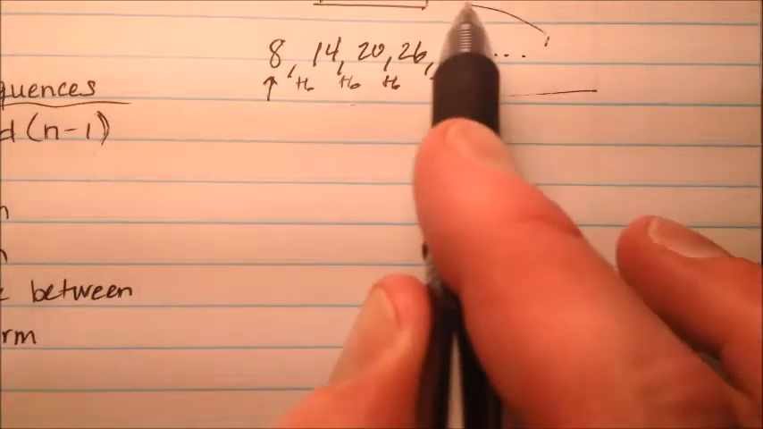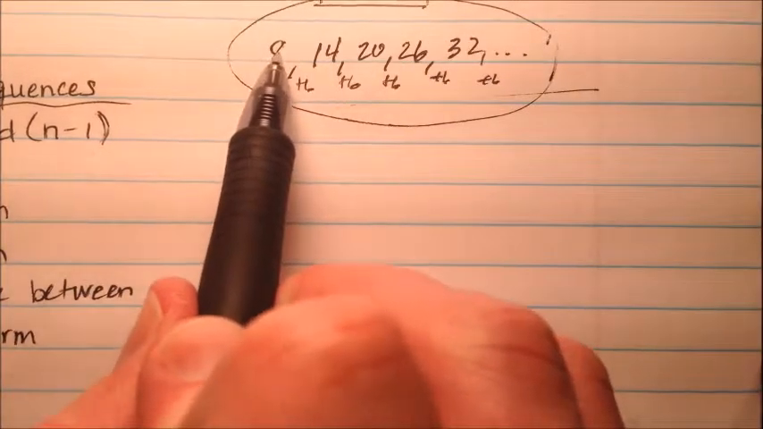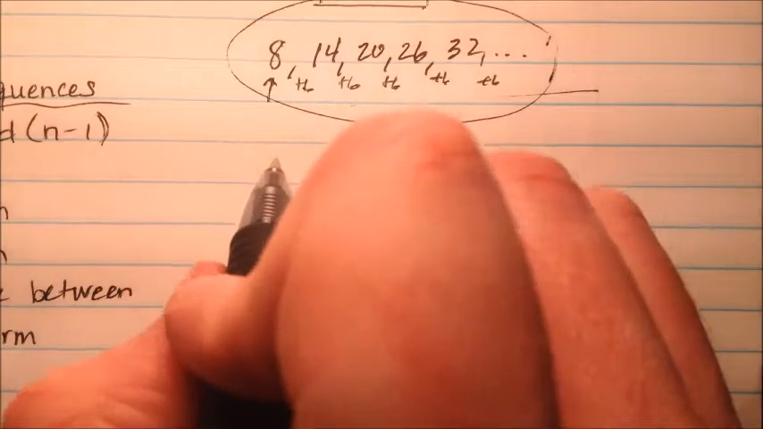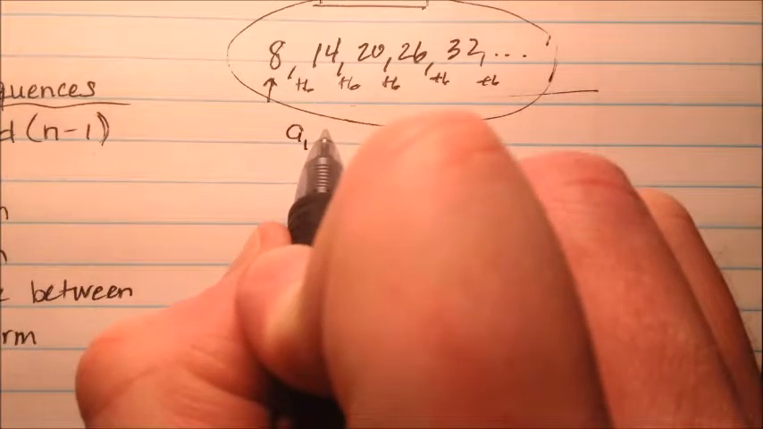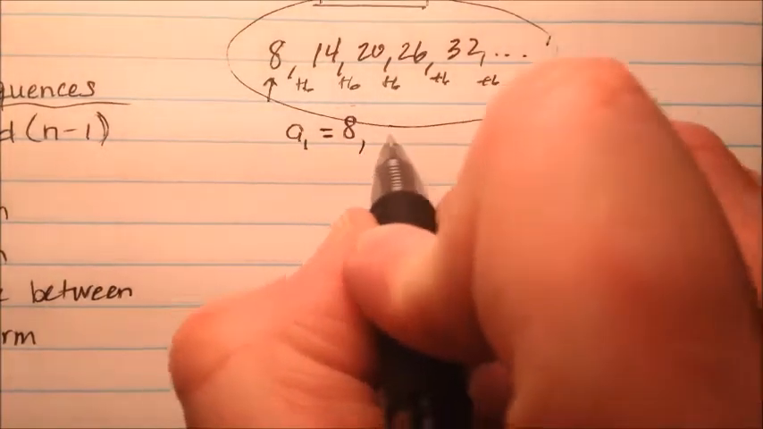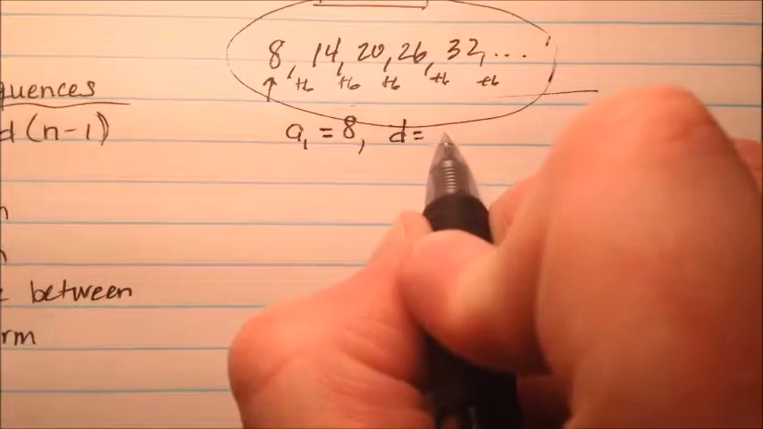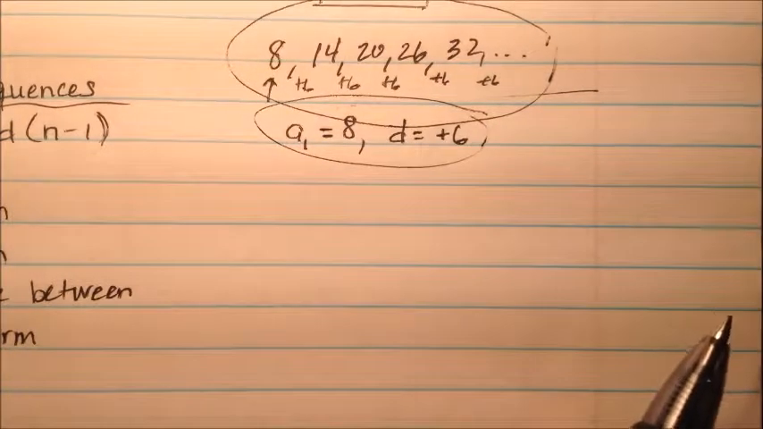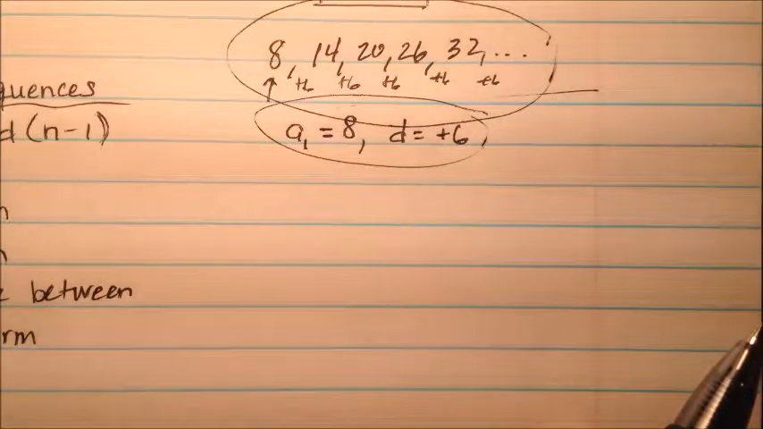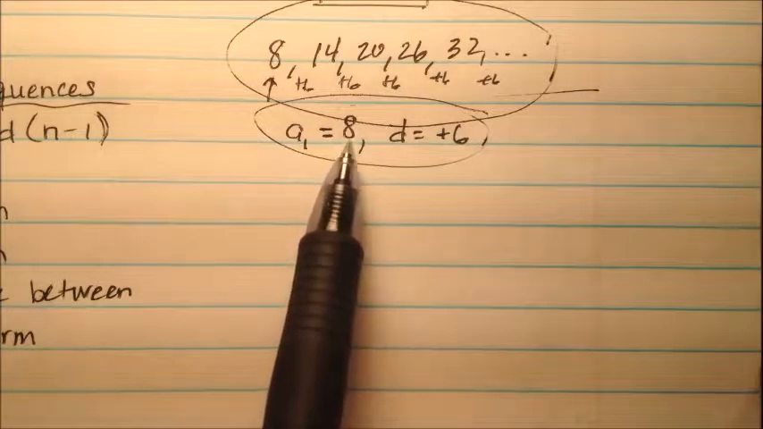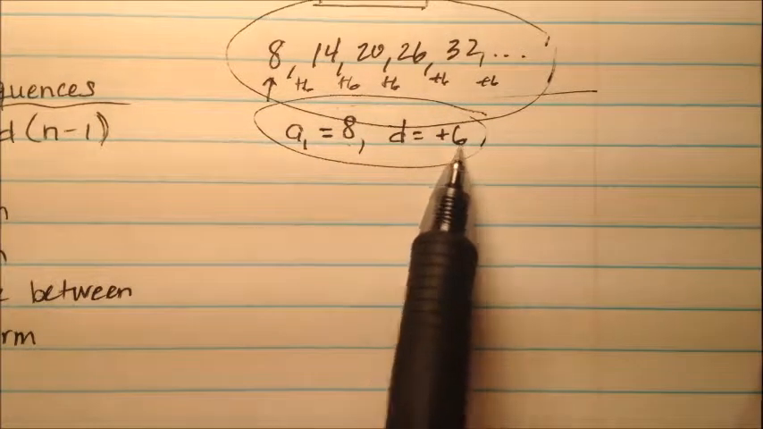So if we were going to take this idea of starting at 8 and adding 6 every time, I could use my formula where my a sub 1 is my starting point, which was 8, and my d was my difference between each term, and that was a positive 6. These two values are sufficient for writing an arithmetic sequence, because all we really need to know is where it starts and how to change between one term and the next term.